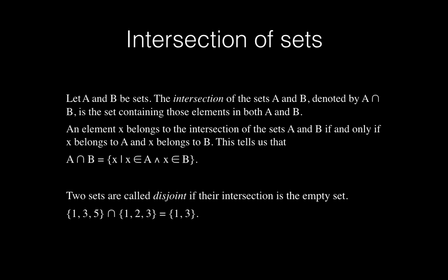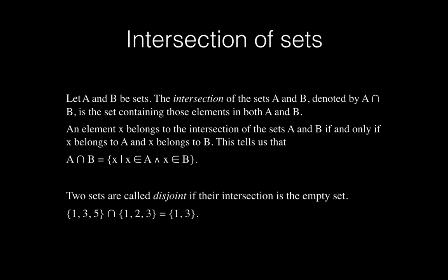Two sets are called disjoint if their intersection is the empty set. The empty set, or null set, is a subset of every set, but you cannot consider the empty set as an element of the set. That is why when there is no element common in the two sets, the intersection is the empty set.